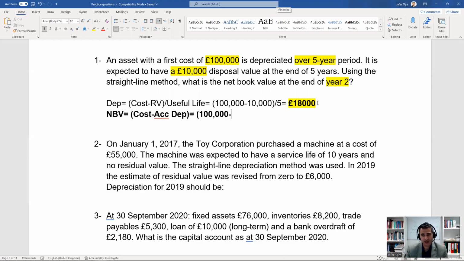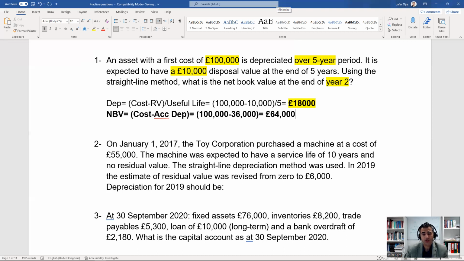Every year is 18,000 pounds. So year 2 is 18,000 pounds, and year 1 is 18,000 pounds. That equals 36,000 pounds, the accumulated depreciation for year 1 and year 2. So in this case, how much will we have? 64,000 pounds, which is the net book value at the end of year 2. That is the current value of the asset at the end of year 2.